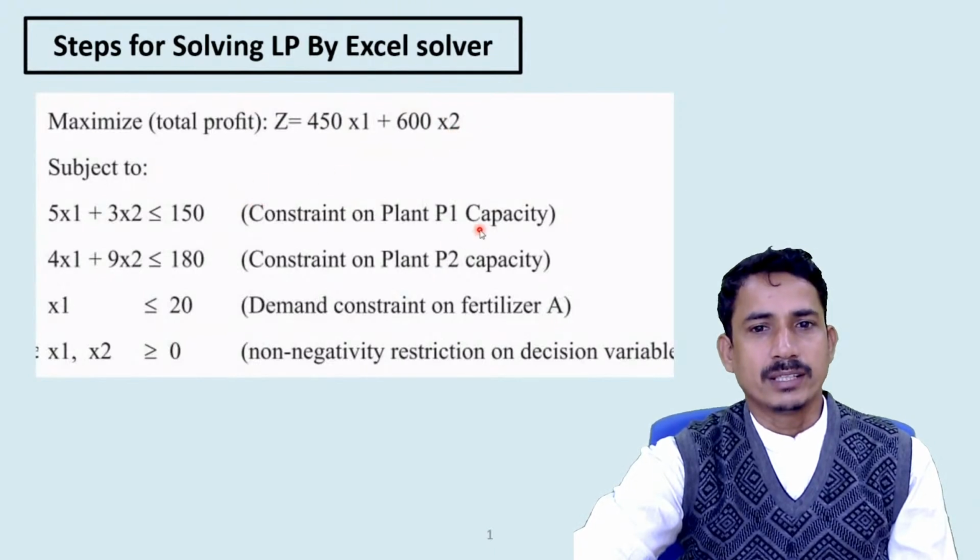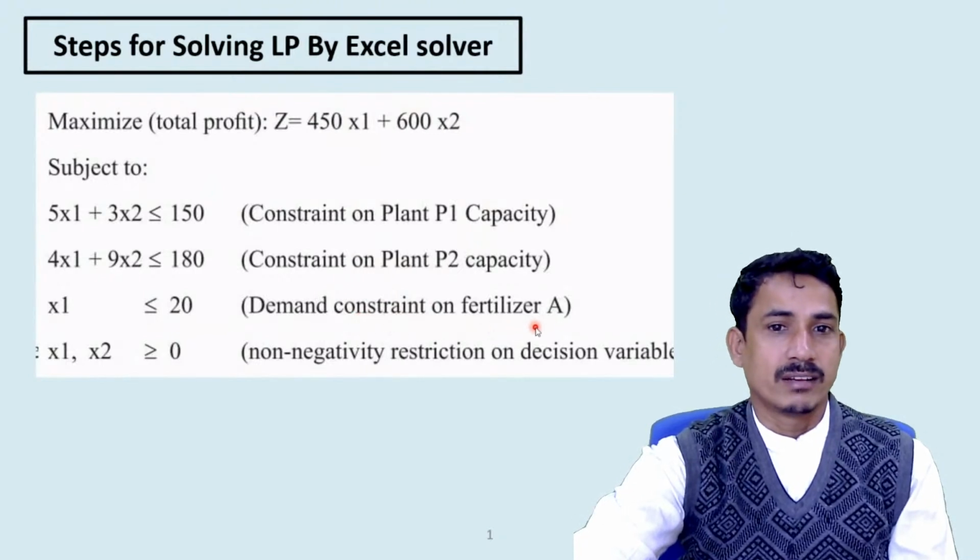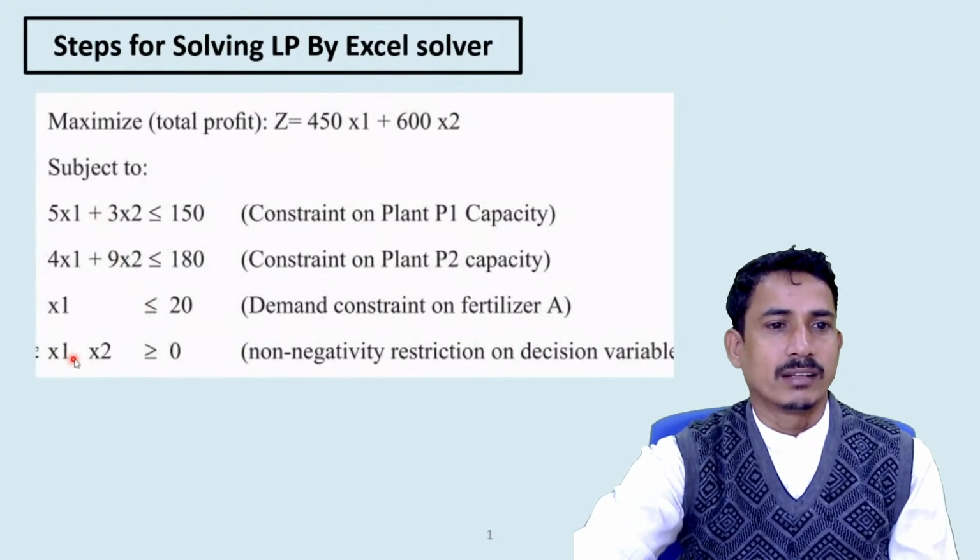And for this we have 3 constraints: a constraint on plant P1, a constraint on plant P2, and also a demand constraint on the fertilizer A. So all the things are given this way, and the non-negative constraint x1, x2 is greater than or equal to 0. This is the model.